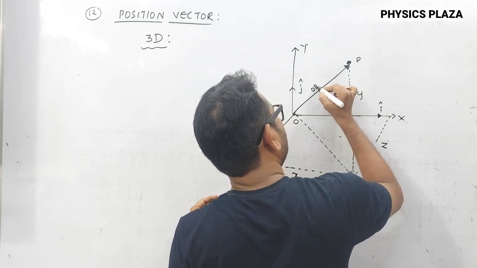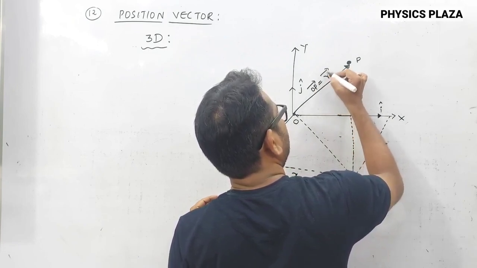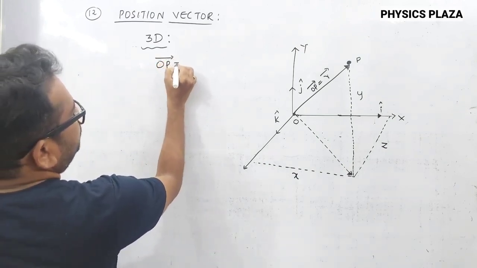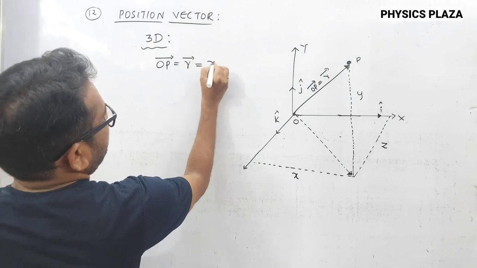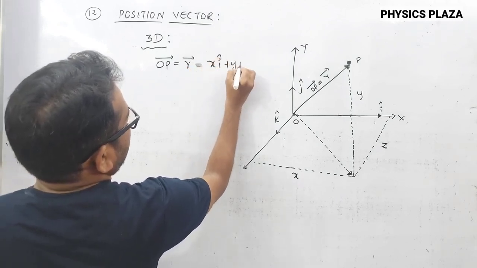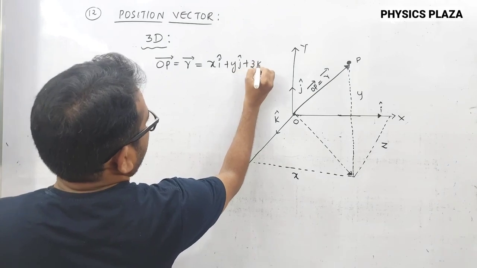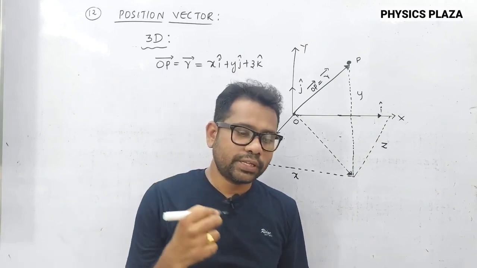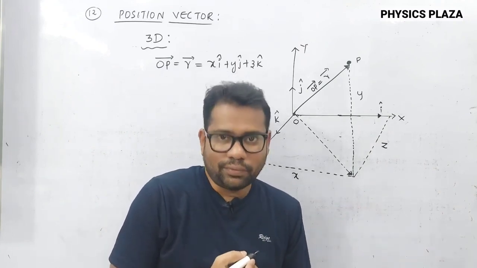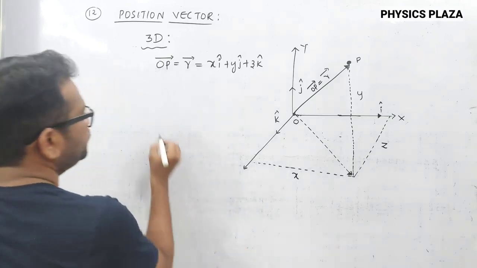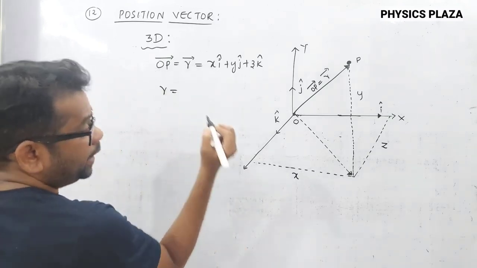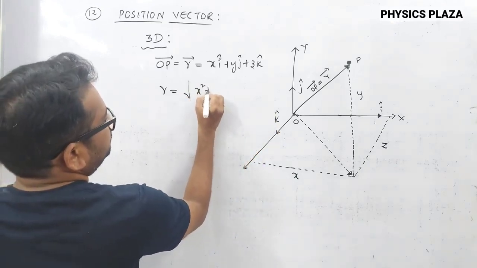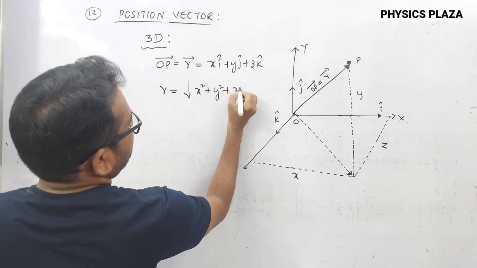So this we can say is OP bar, or we also can say R bar. So how can we write it, children? It can be written as OP bar is equal to R bar is equal to x i cap plus y j cap plus z k cap. So how can its magnitude be calculated? Previously, in the case of a plane, how it was calculated, the same pattern we can follow, but derivation is not required here. So here R is equal to the magnitude of the position vector in 3D, written as the square root of x square plus y square plus z square.